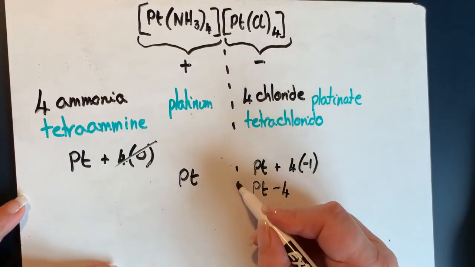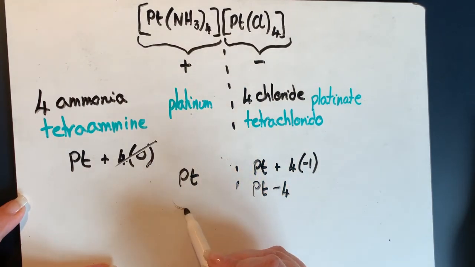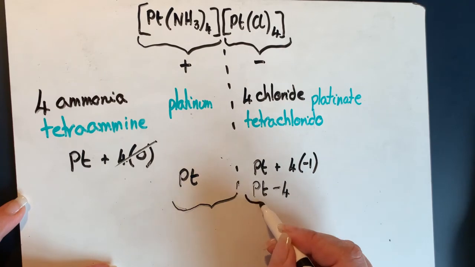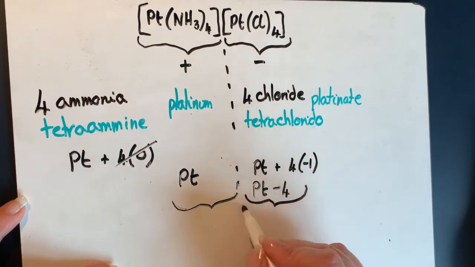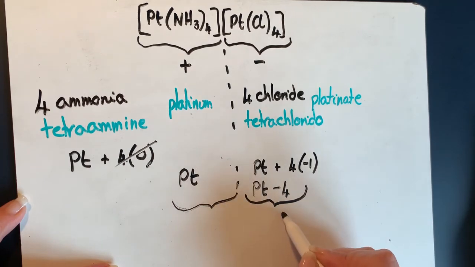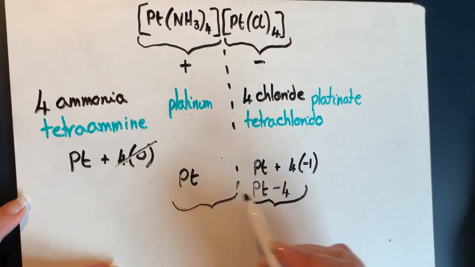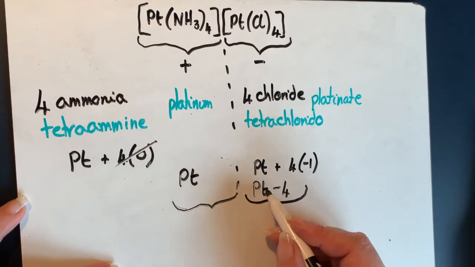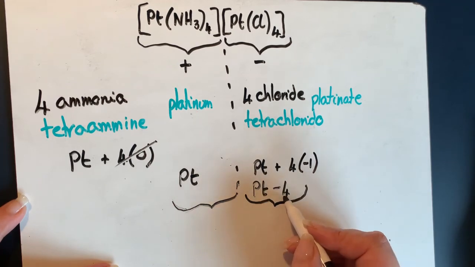And remember, we have to have equal charge. So whatever the charge is over here, it's got to be equal to the total charge over here. This has got to stay negative and this has got to be positive. So the charge on the platinum cannot be any larger than 3, or this would not stay negative.